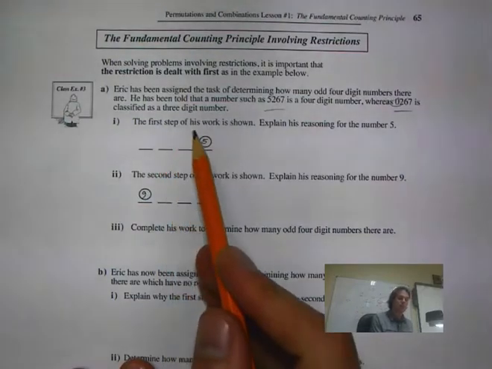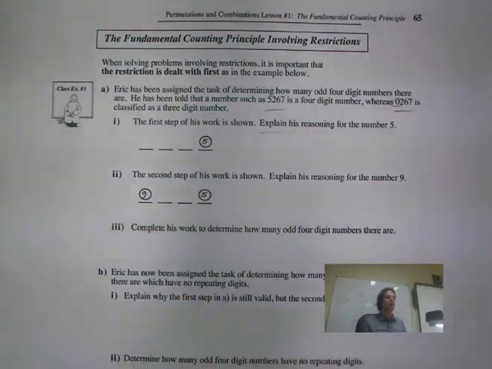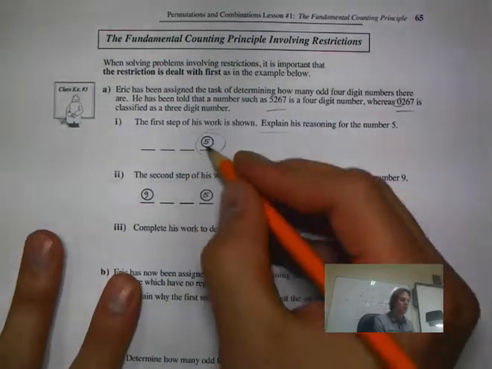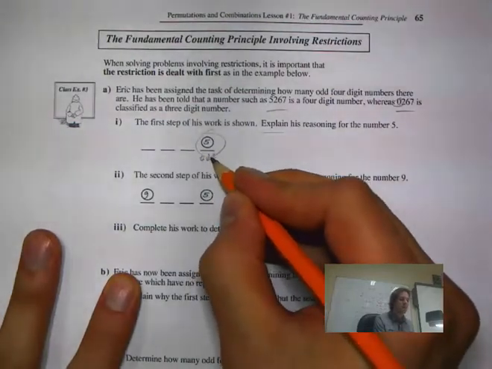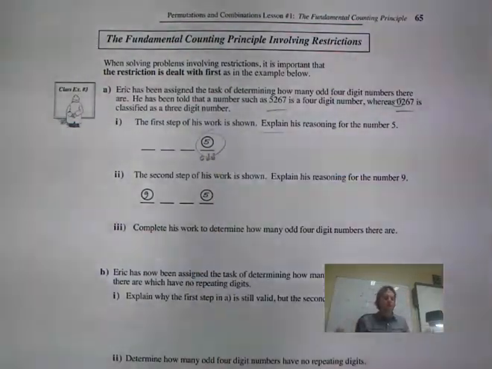First step of his work is shown in the bottom. Explain why the last number is 5. So why did he use 5 for the last number? Well, the last digit must be odd. How many odd digits are there?